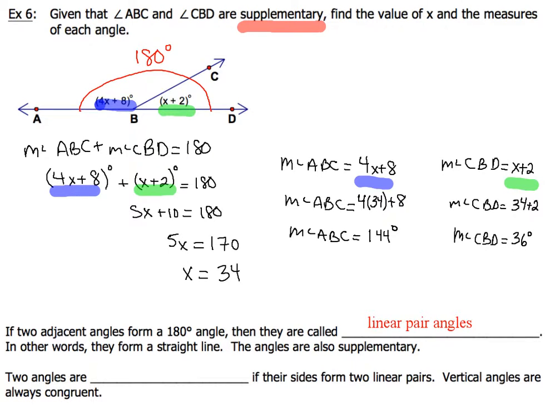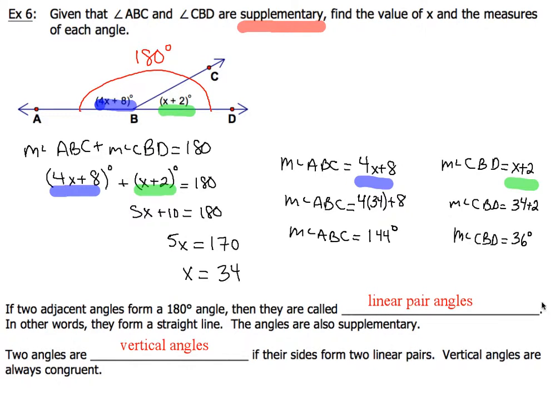When we have two adjacent angles that form a 180 degree angle, then they are called linear pair angles. In other words, they form a straight line. The angles are also supplementary, just like we did in example 6. Now, one other type of angle that we'll study, and we'll get into this a lot more, are vertical angles. Two angles are called vertical angles if their sides form two linear pairs. Vertical angles are always congruent.